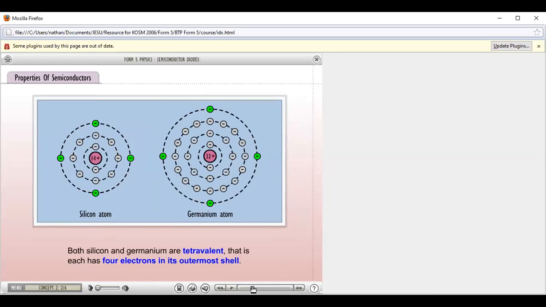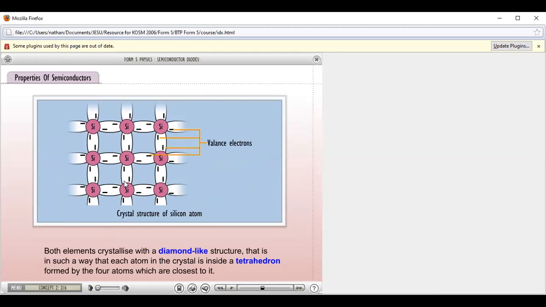So what happens is at low temperature, all these electrons will be involved in covalent bonding. So each of them will be surrounded by 8 electrons. So 4 is theirs and 4 is from their neighbor.